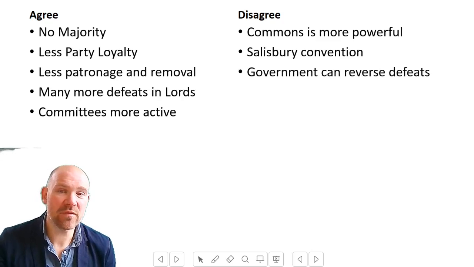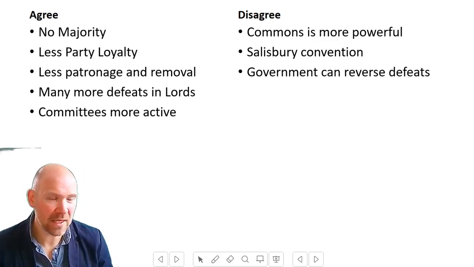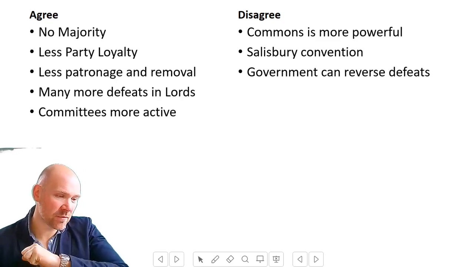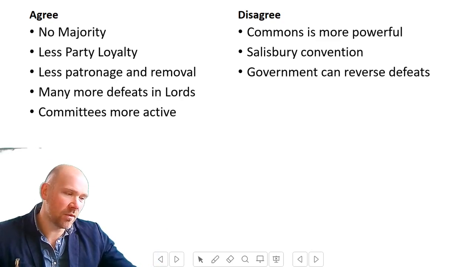The government can reverse the defeats. I already mentioned they can only delay for a year, so if the government is defeated, then they can wait a year and they can reverse it. But also in reality, remember ping, pong, ping? What tends to happen is that the Commons says ping, yes, we want this. The Lords might say, actually, no, we don't want this, pong.